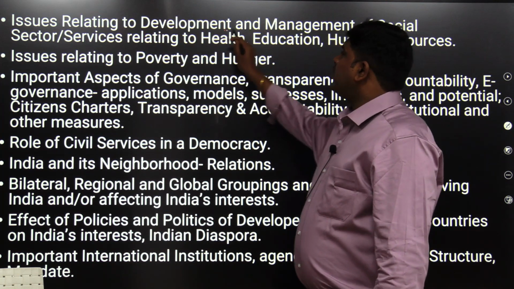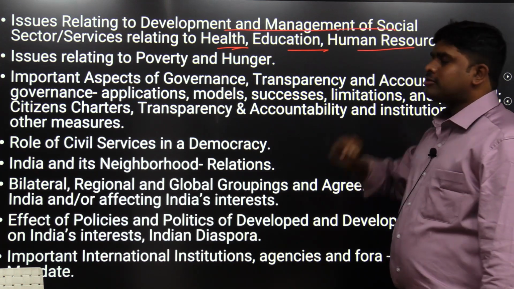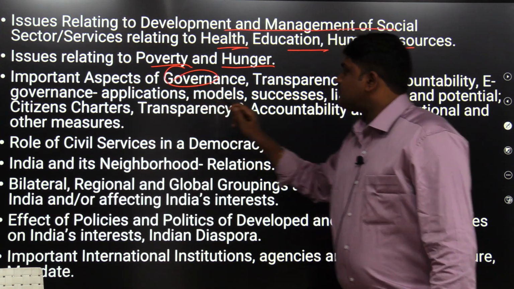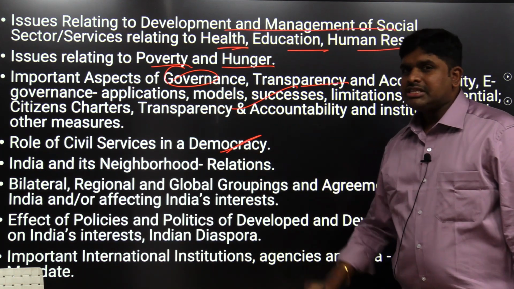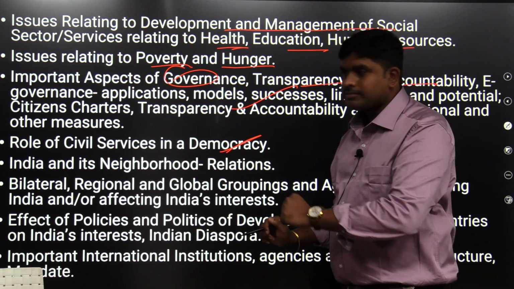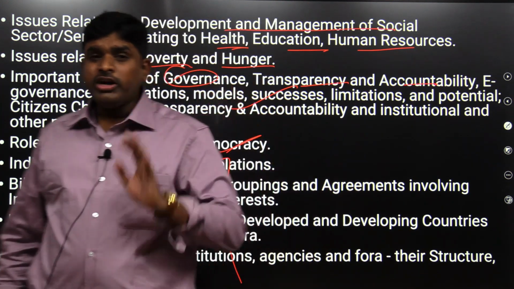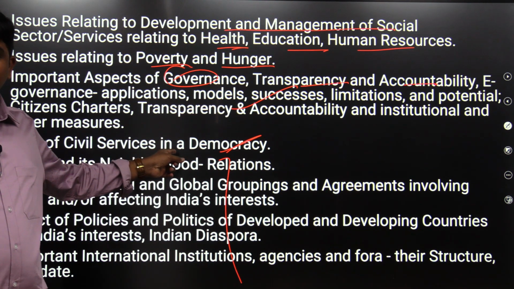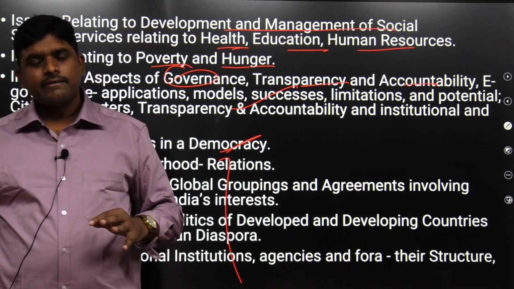Issues relating to development and management of social sector service related to health, education, human resources. Issues related to poverty and hunger. Important aspects of governance, transparency and accountability, governance applications, citizen charters. Role of civil services in democracy, here we should also discuss democracy versus bureaucracy, and international relations. See, out of 20 units present, 4 units are international relations, 16 units are governance and Indian polity, and governance is playing a major role.